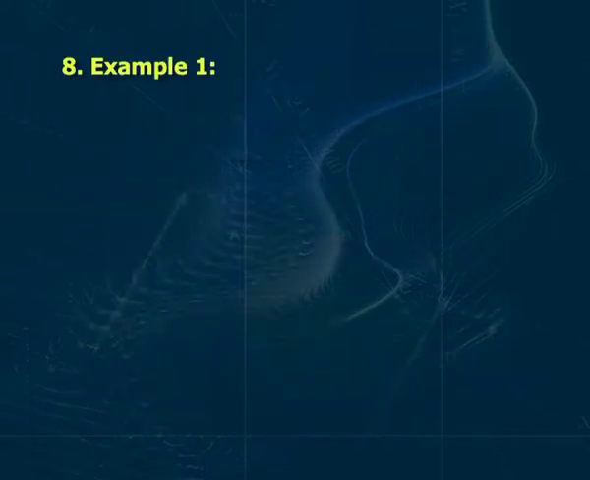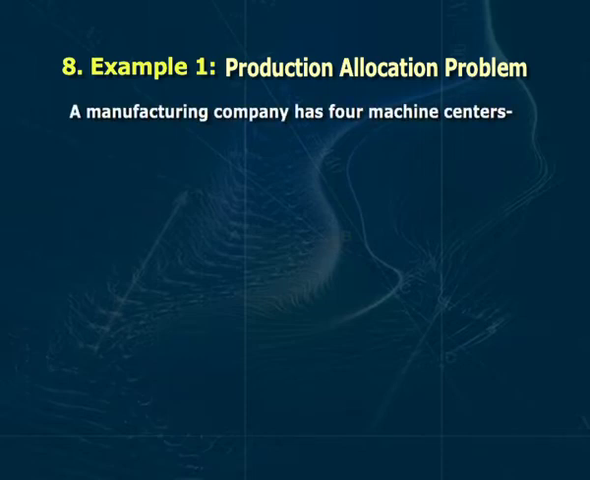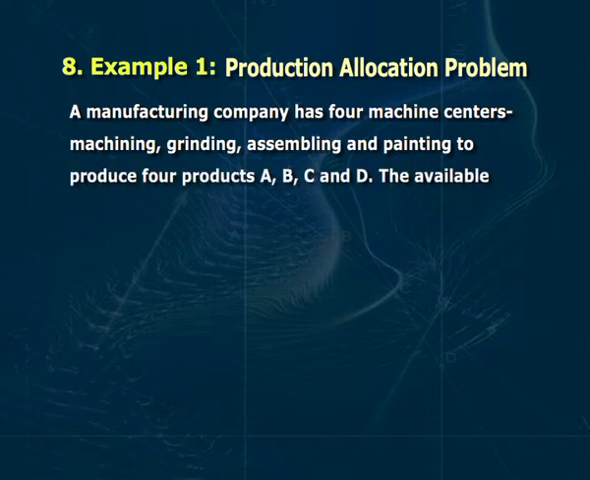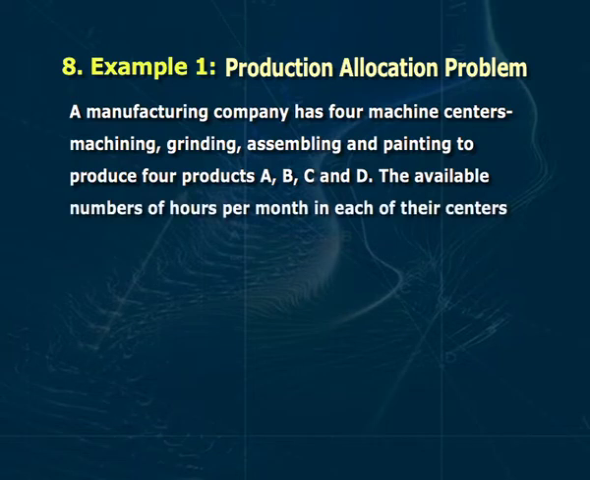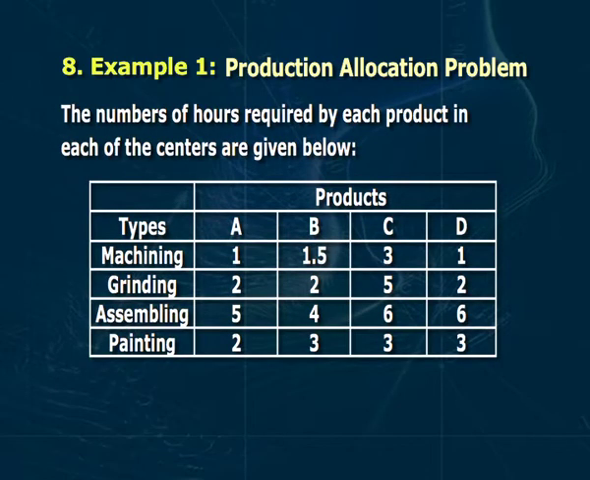8. Example 1 for production allocation problem. A manufacturing company has 4 centers: machining, grinding, assembling and painting, to produce 4 products A, B, C and D. The available numbers of hours per month in each of these centers are 250, 80, 650 and 400 hours respectively. The numbers of hours required by each product in each of these centers are given below. Let us see in this slide.